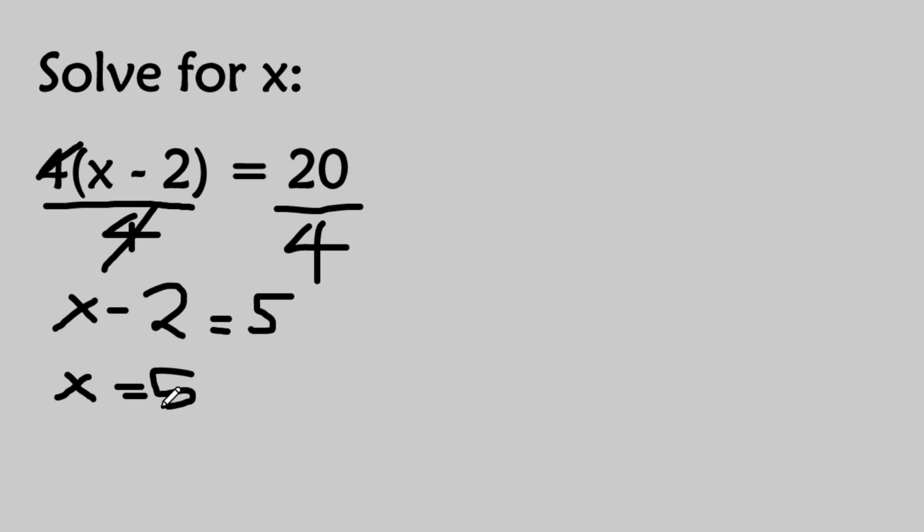So if this 2 crosses over, it becomes a positive 2. Remember, there was a negative sign before it. So if it crosses over, it becomes a positive sign. Which means we'll now have x equal to 5 plus 2, which gives us 7. So this is the easiest way to do this kind of problem.